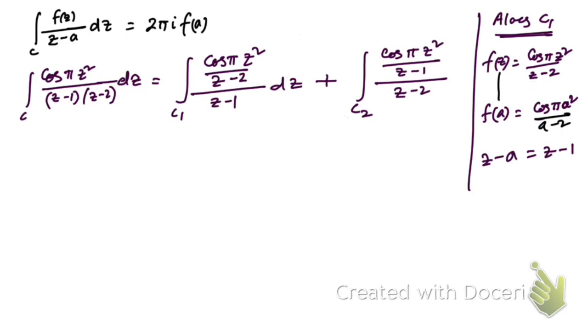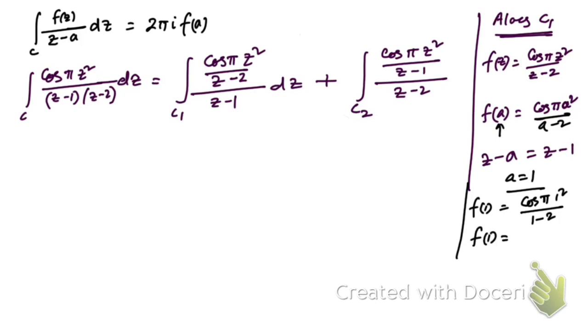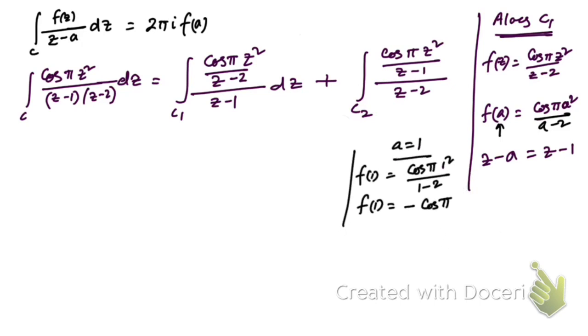So hope you have understood this. Now this a is going to be equal to 1. So if a is equal to 1, put 1 here, then what do we have? f of 1 is cos pi 1 square by 1 minus 2, which equals minus cos pi, and cos pi is minus 1, so that's going to be 1, right?